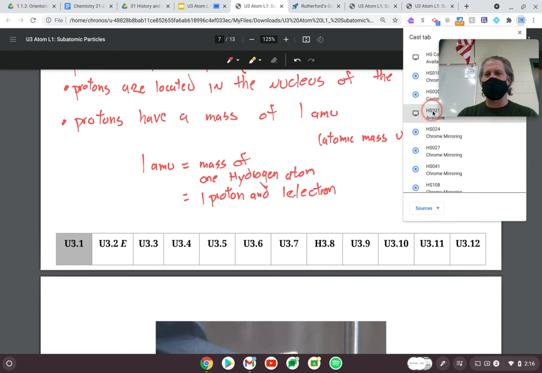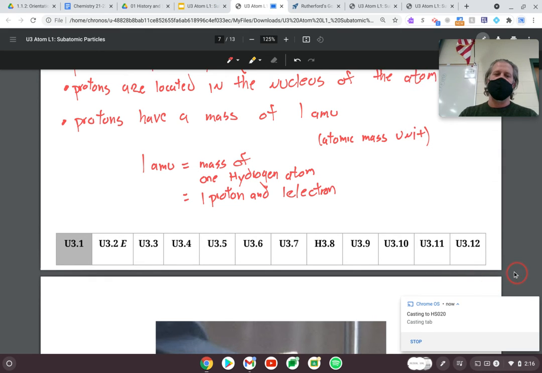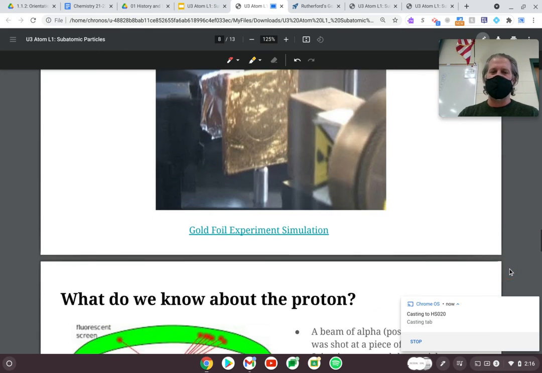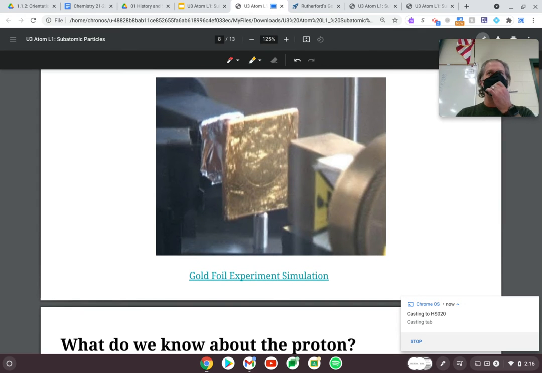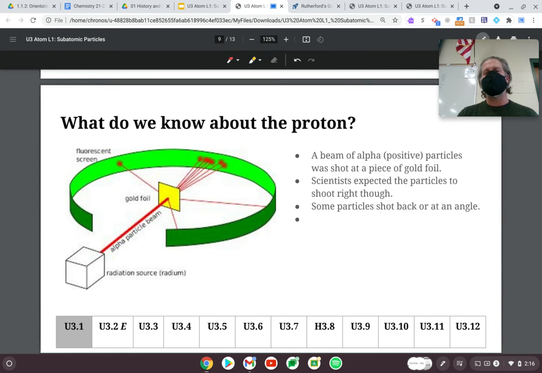Okay, so that was a quick representation of what Rutherford and his colleagues actually did in terms of how they collected the data. What is really important to understand is that the energy was a beam of positive alpha particles, and they were shot through a piece of gold foil that was roughly 1 atom thick.